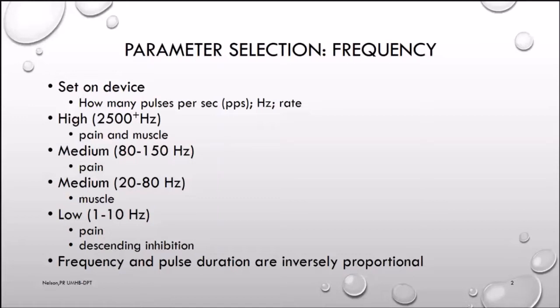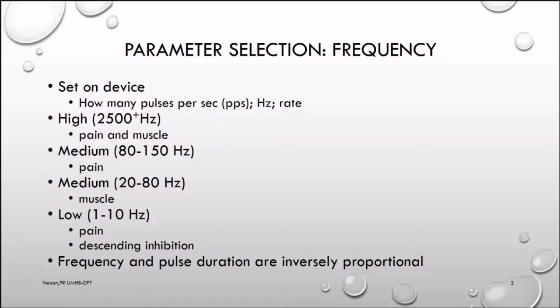We have high frequency devices like Russian or Aussie current, and a single channel of interferential would be at 25,000 hertz. Some interferential currents might even be at 4,000 hertz. This is primarily used for pain management, i.e. interferential, but it also can be used for muscle training if you're using Russian stimulation.